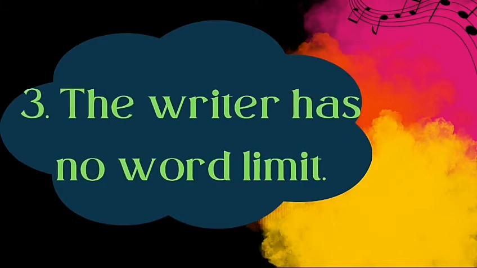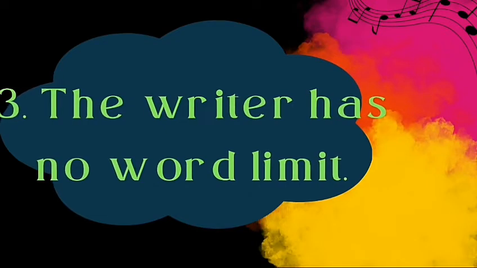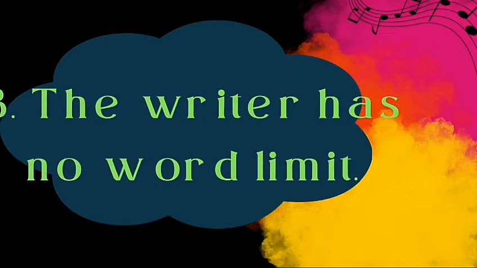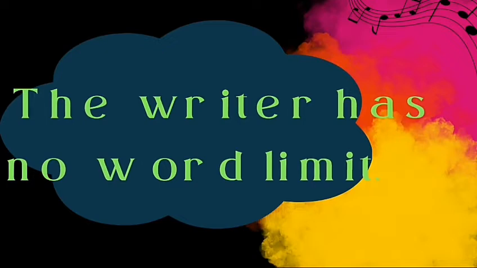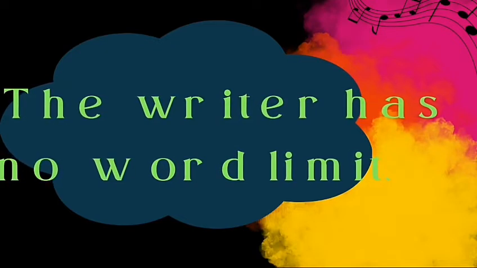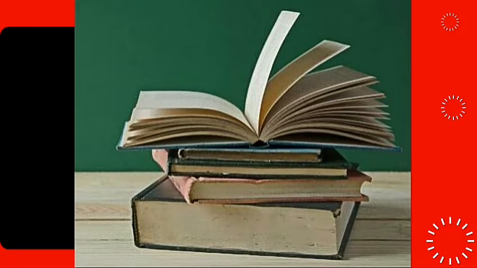3. The writer has no word limit. Like I told you before, prose is that branch of literature where the author has enough room to express himself. He gives attention to the minutest detail. That is why novels vary in size. Some novels are brief, while others are a bit lengthy, because the author has enough room to write and write and write.